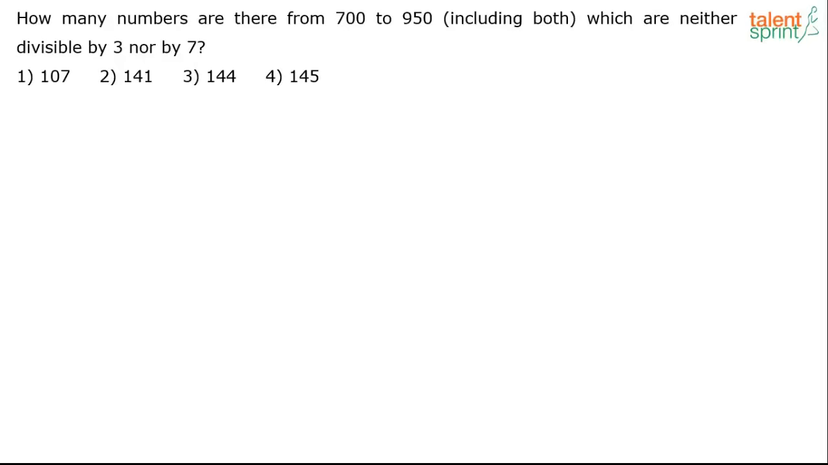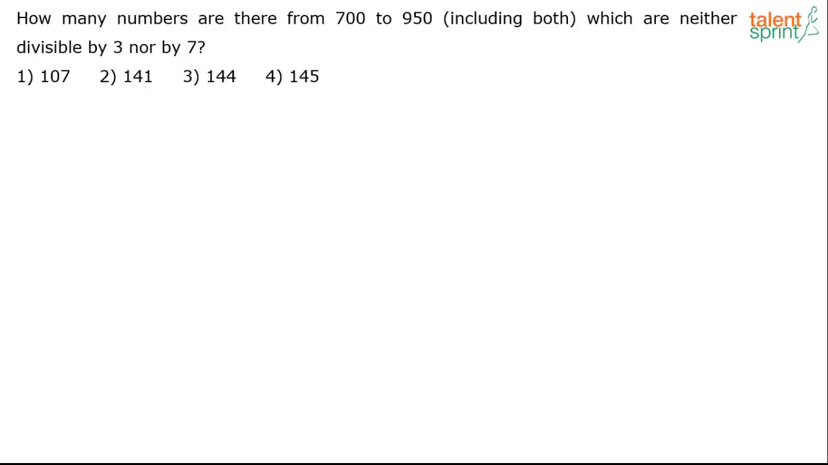Okay, let me present the last question to you all from this session on SSC CGL Tier 2 exam refresher. This is on number theory and the question is on your screens now. How many numbers are there from 700 to 950, including both, which are neither divisible by 3 nor by 7? Interesting question.